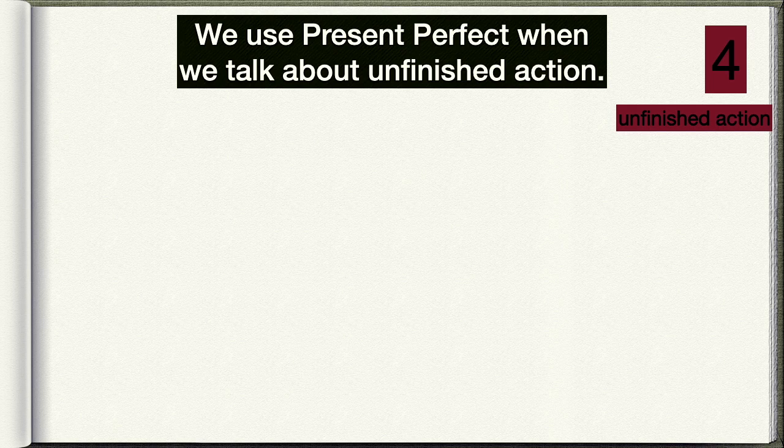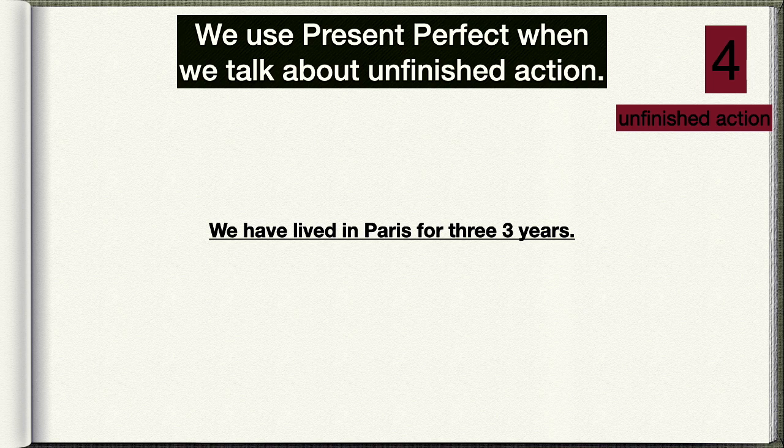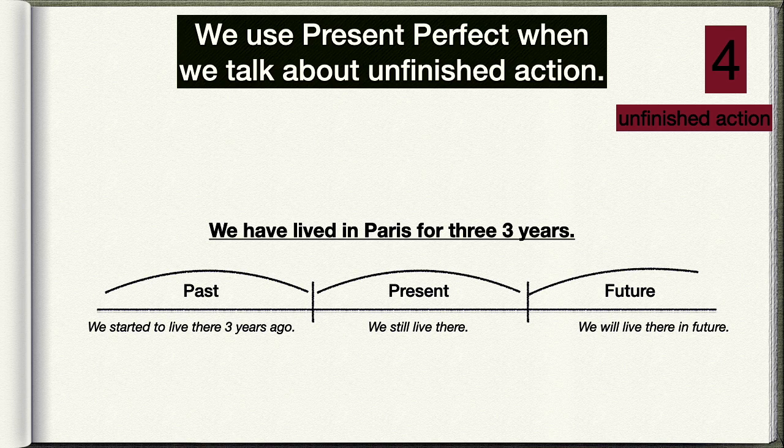Number 4. We use present perfect to talk about unfinished action. What is unfinished action? Look at the sentence. We have lived in Paris for 3 years. The action started in the past. We started to live there 3 years ago. The action continues in the present. We still live there. And the action will probably continue in the future. We will live there in the future.